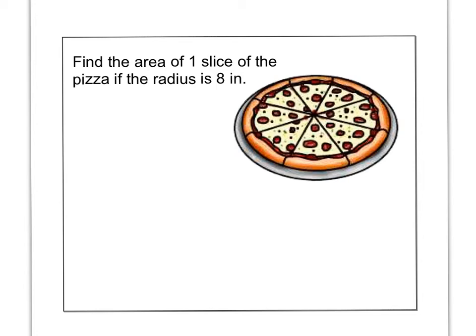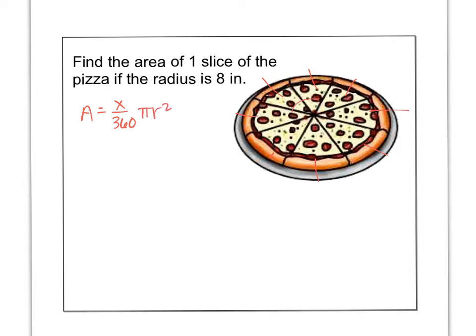All right, we'll be finding the area of one slice of this pizza. Now I counted, there's 1, 2, 3, 4, 5, 6, 7, 8 pieces of pizza. And we're assuming all 8 pieces are the same size, and we're finding the area of one of the pieces. That would be the sector formula, so x over 360 pi r squared.